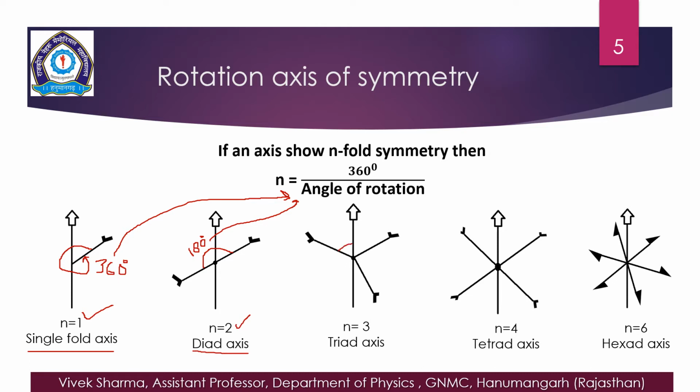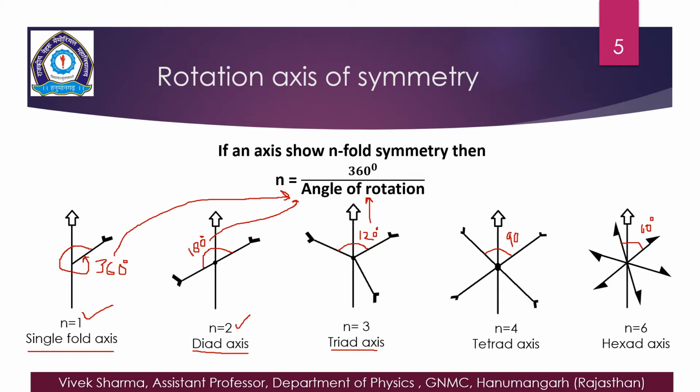Similarly, for 120-degree rotation, again we have to put 120 here, 360 by 120, that is 3, n becomes 3. That is a triad axis. Then for 90 degrees, n equal to 4. That is a tetrad axis. And for n equal to 6, we have to rotate the crystal through a 60-degree angle. It is a definition which we have already discussed.